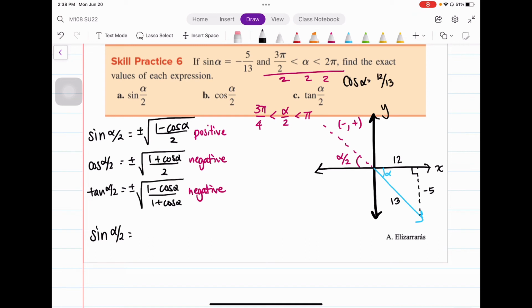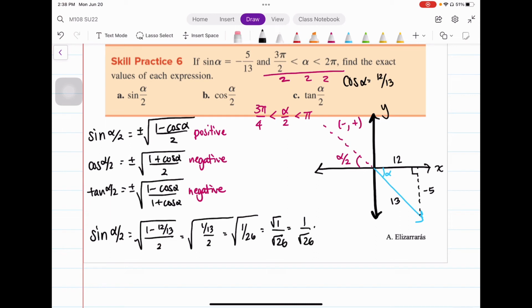The sine of alpha over 2 is then equal to the square root of (1 minus 12 over 13) divided by 2, which is 1 over 13 divided by 2, or 1 over 26, square rooted. That's the same thing as the square root of 1 over the square root of 26, which is 1 over root 26, which you know we rationalize, and we get root 26 over 26 for the sine of alpha over 2.